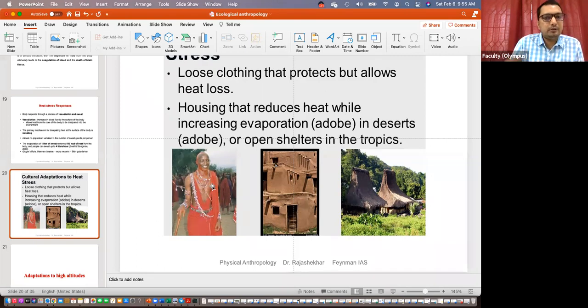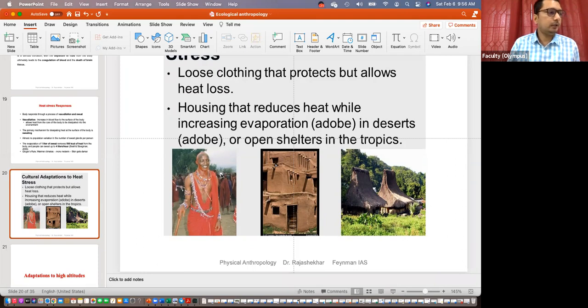Appendages. Allen's rule also holds to some extent here. The appendages like legs and limbs are actually longer, again resulting in more surface area, so more sweat can be lost and less heat is retained. Plus culturally, loose clothing. In African regions, some tribes dress in loose clothing, which gives enough protection but allows heat loss.